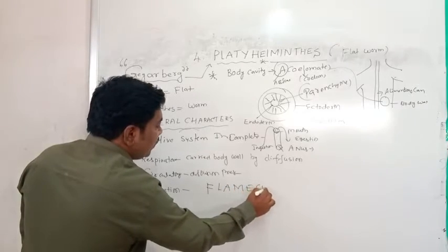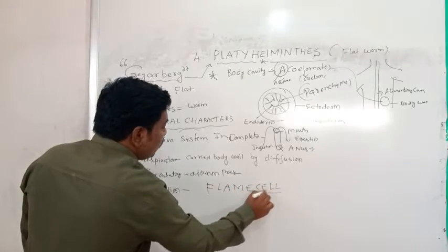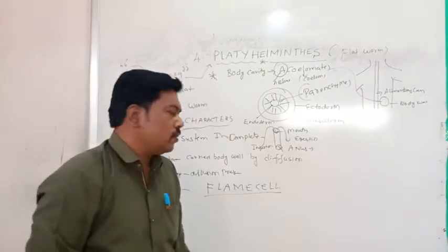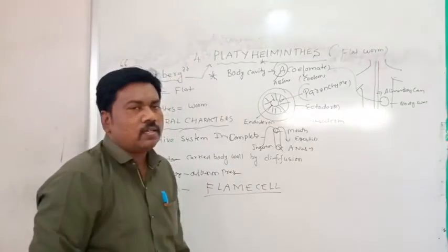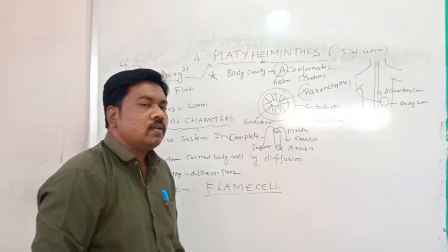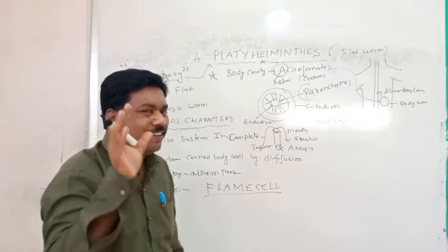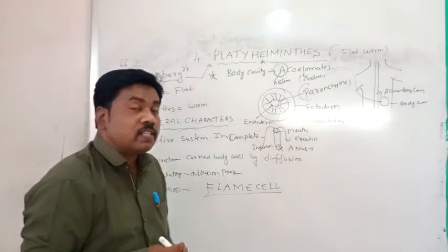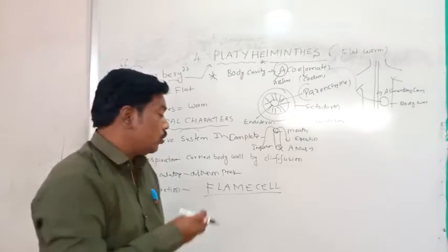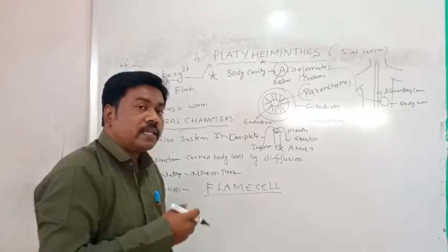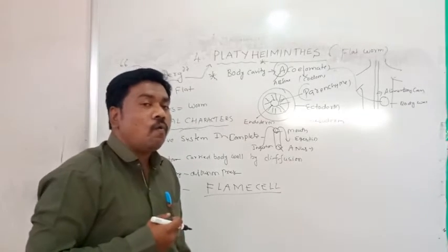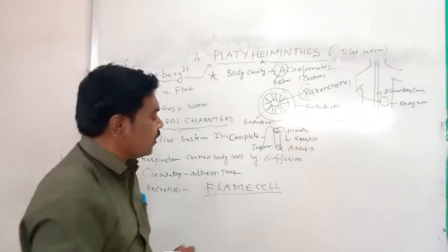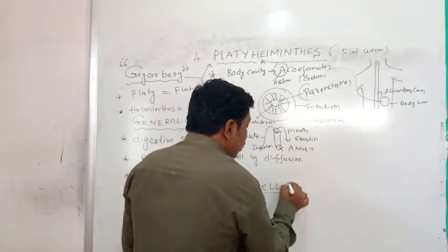This is very, very important for any competitive examination. Most of the time, from this Platyhelminthes, this question will be asked, as in the previous AIPMT examination. What are the flame cells? The flame cells are specialized cells present in Platyhelminthes organisms. Through the help of these flame cells, they can excrete waste materials. Which kind of waste materials? Ammonia, right?